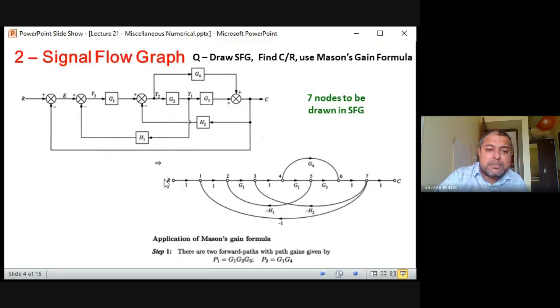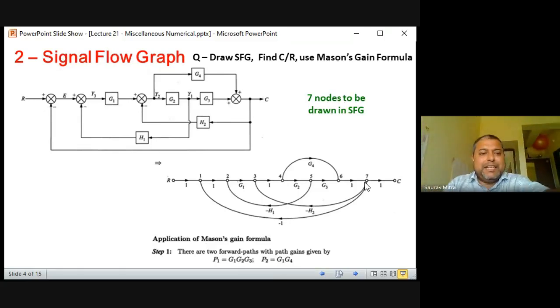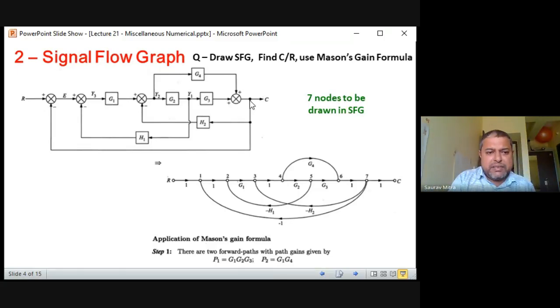So this will be the first. This is not a node. This is the R input, and this is also not a node. This is C. So this first node and last node, they are not in the circuit. In the system, there are actually 7 nodes. It starts from this 1 and goes up to this 7. So this is a very important part that you have to understand. And then connect. What you are finding is from this node 7 to 1, there is a unity feedback coming.